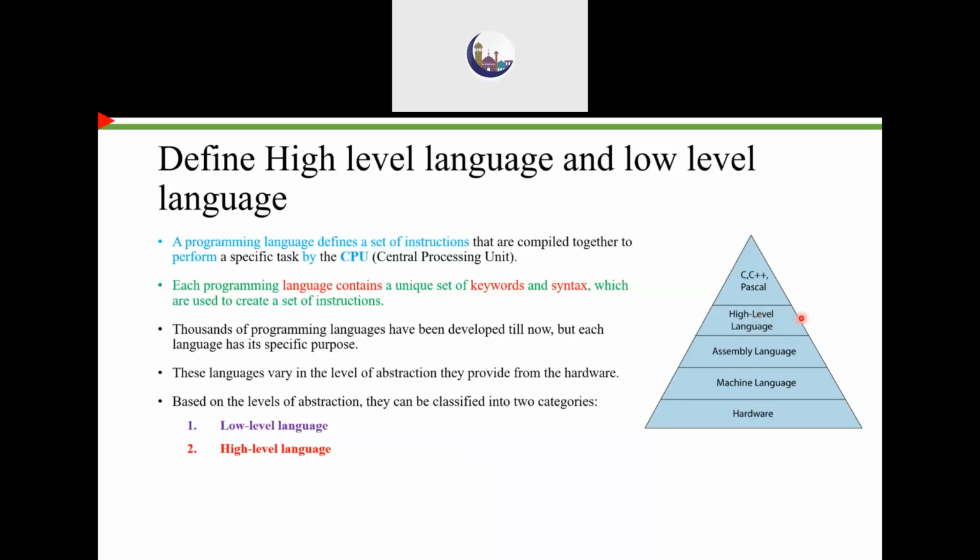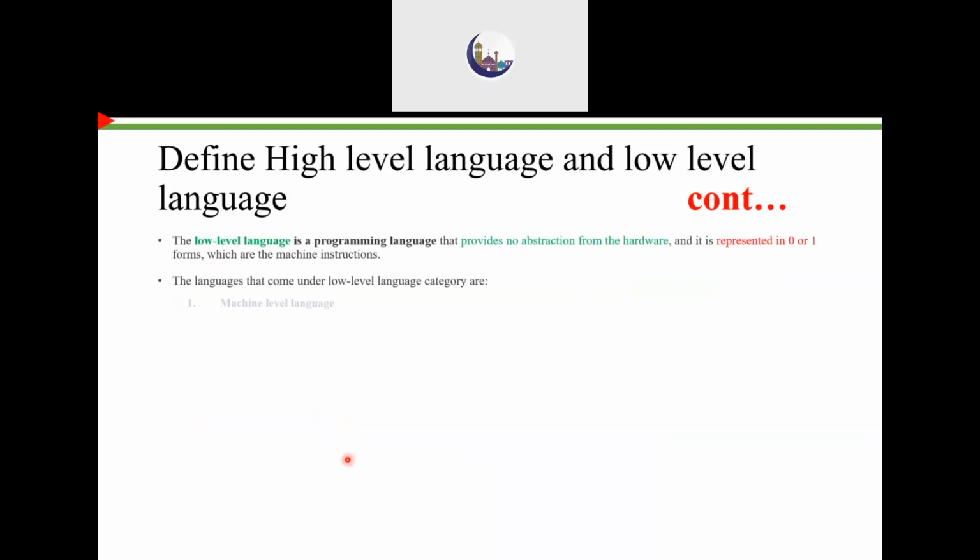That's why this is separate. So there are two types of languages based on how they provide the details of implementation. That detail of implementation is called abstraction. Based on the levels of abstraction, there are two categories. One is low level and the second one is high level. So low level comes in two categories. One is machine language, second is assembly language.